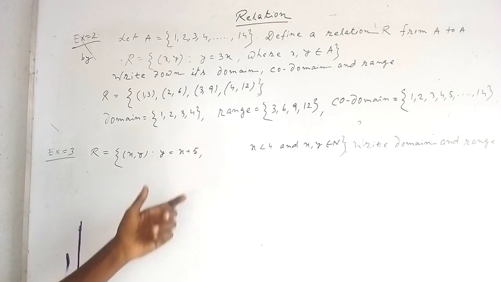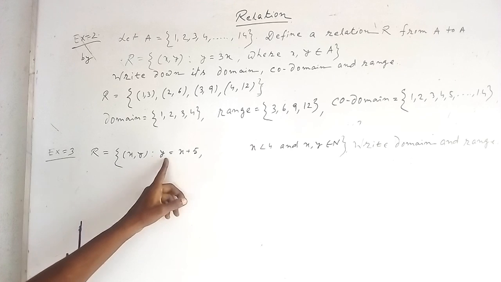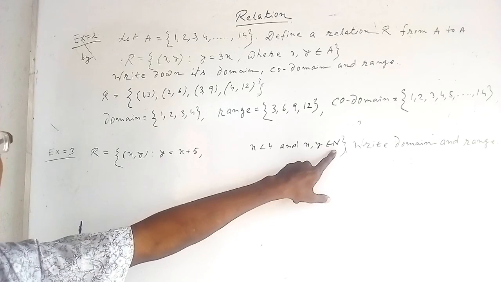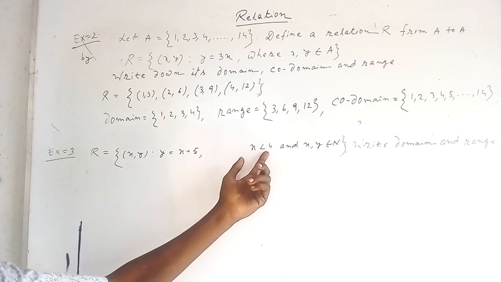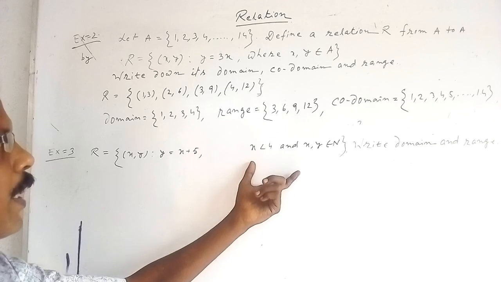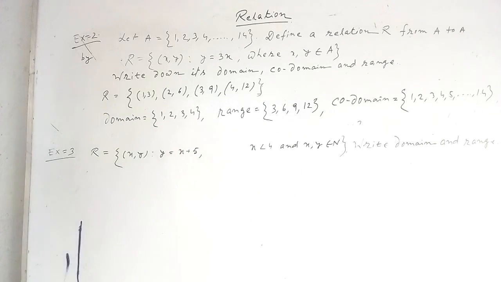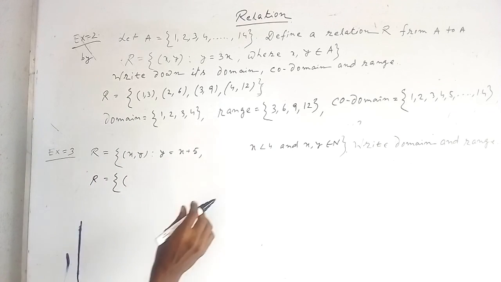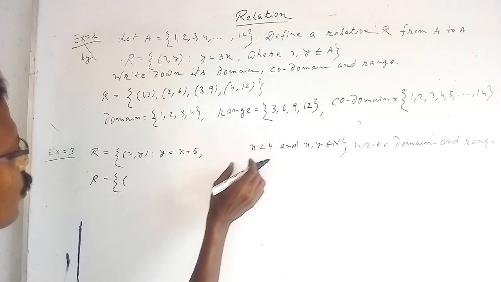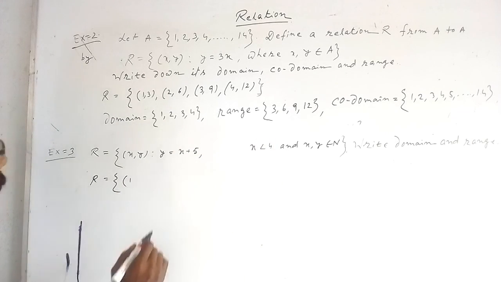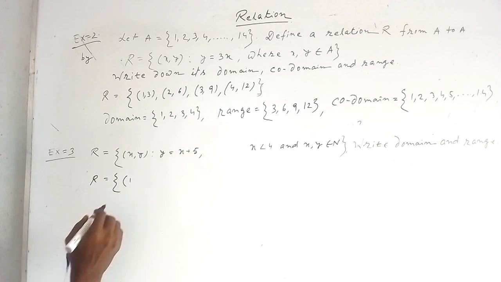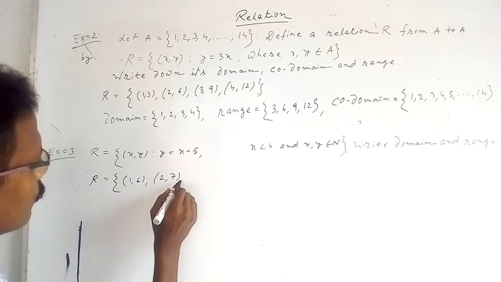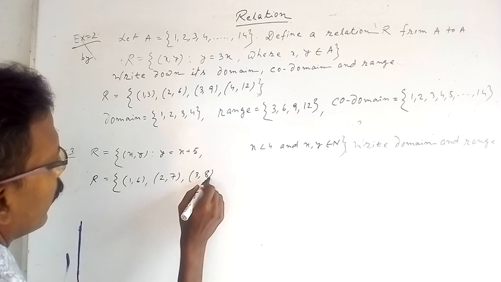Okay, now next example 3. The relation is y is equal to x plus 5, x less than 4, and x, y both belonging to the set of natural numbers. X less than 4, that is you have to take the values of x as 1, 2, 3. Now write R. Put x is equal to 1, you will get 6, that is (1, 6), (2, 7), (3, 8).